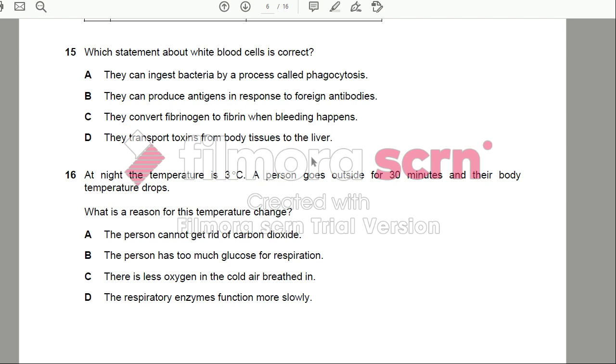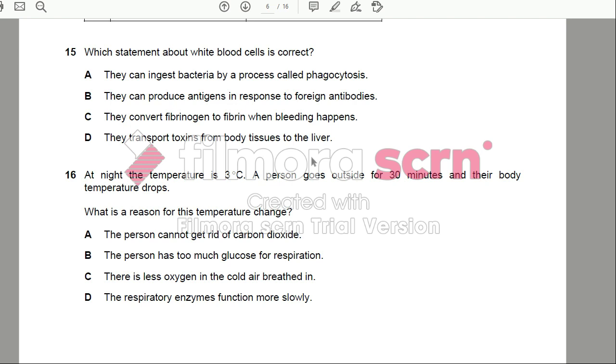They convert fibrinogen to fibrin when bleeding happens. Whenever bleeding happens in our body, the conversion of fibrinogen into fibrin is actually related to platelets, not with white blood cells. Again incorrect. They transport toxins from body tissues to the liver. Actually white blood cells have nothing to do with the transport of these toxins.